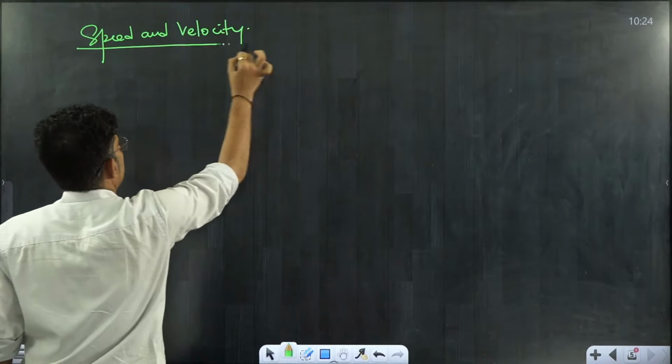So now we move to what we call speed and velocity. So after distance and displacement, we move to speed and velocity.